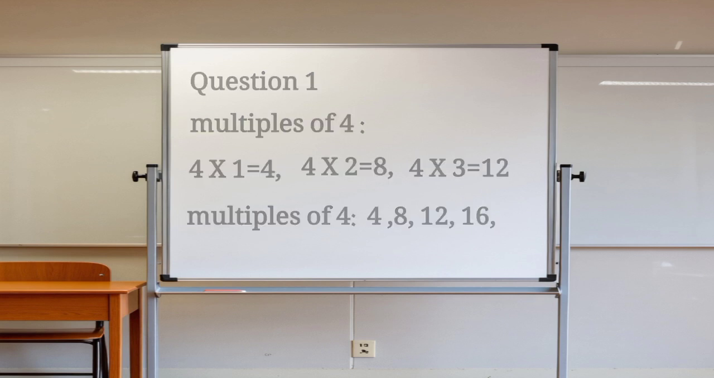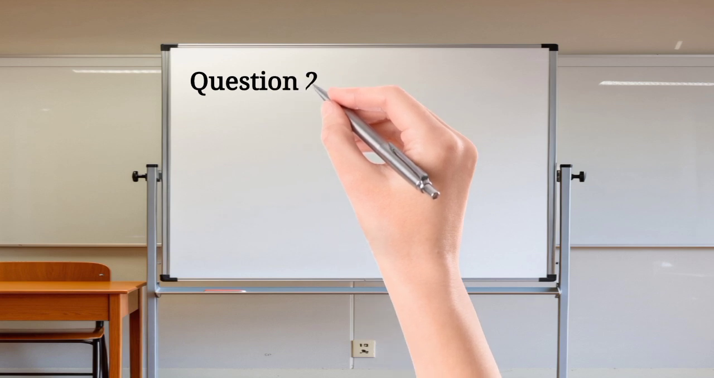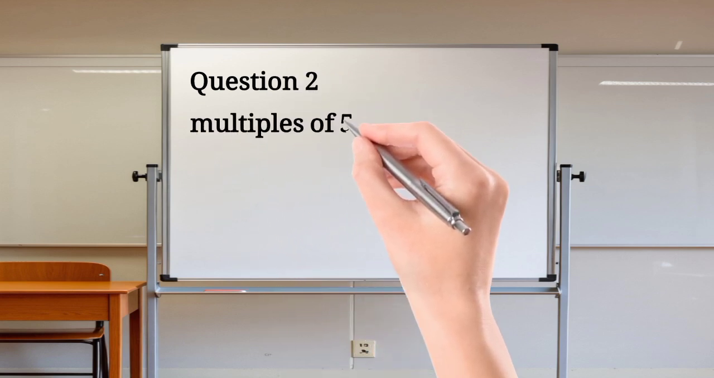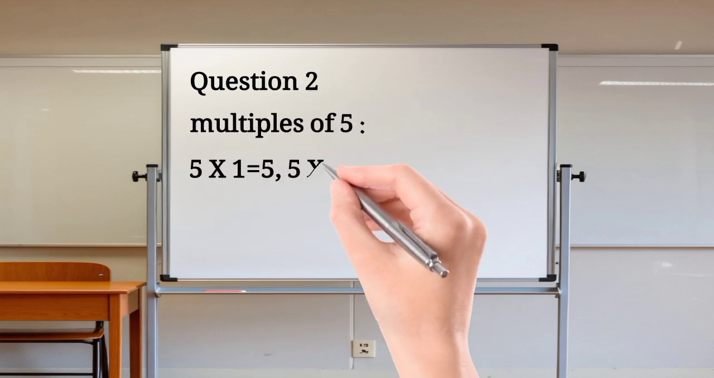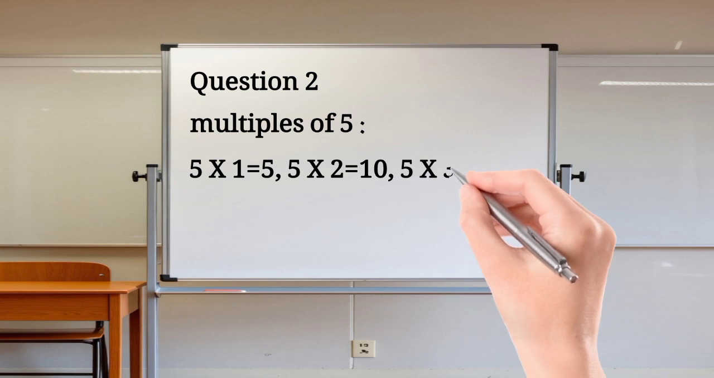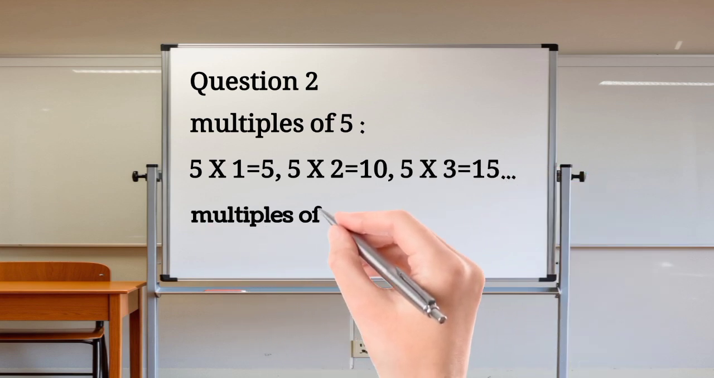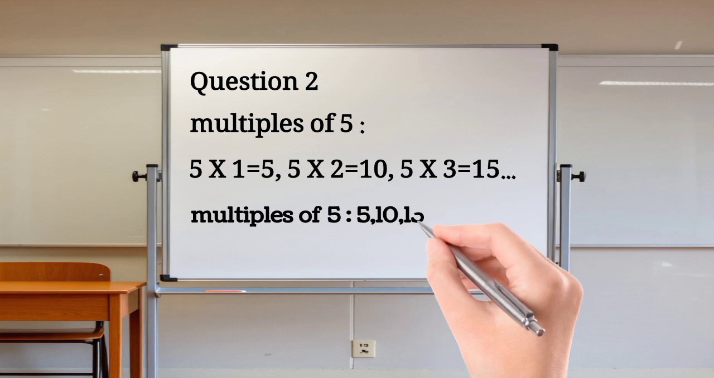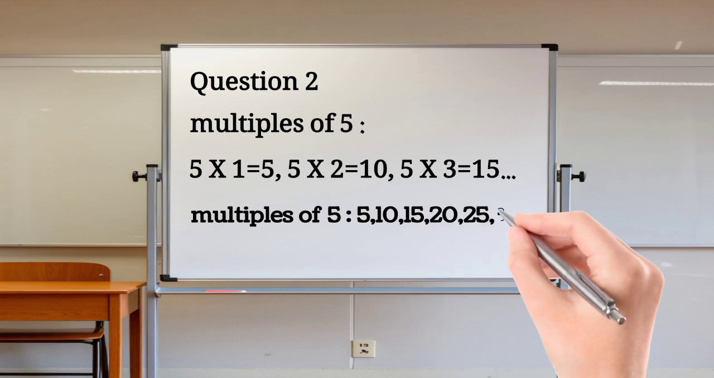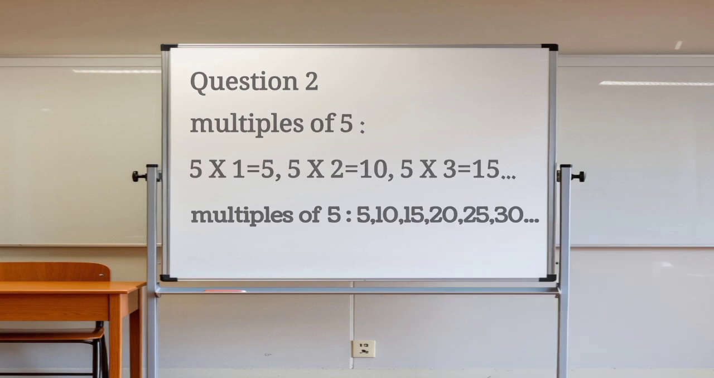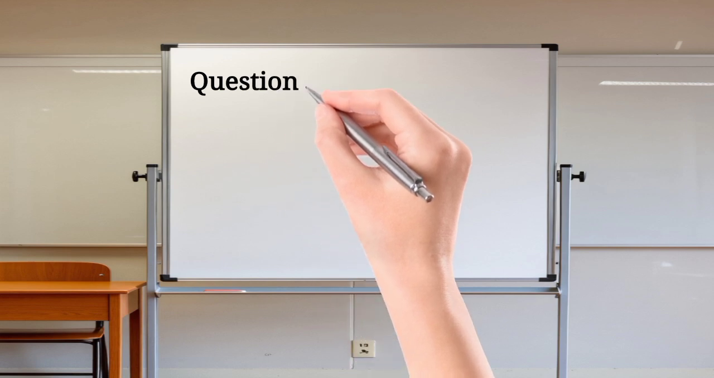Alright, so we're going to be using that to solve question number 2, multiples of 5. Following your multiplication table, what do we have? We have 5, 10, 15, 20, like that. All of those numbers there are multiples of what? They are multiples of 5. Alright, so let's go to another question.